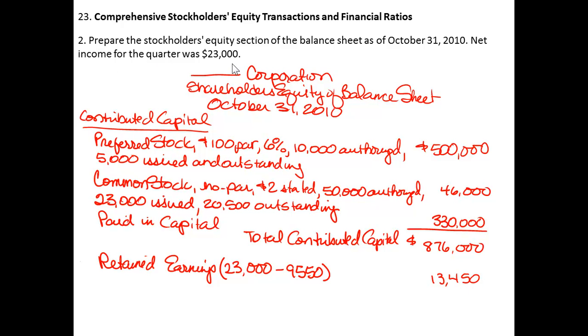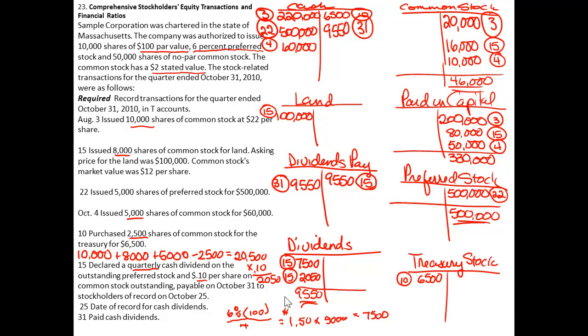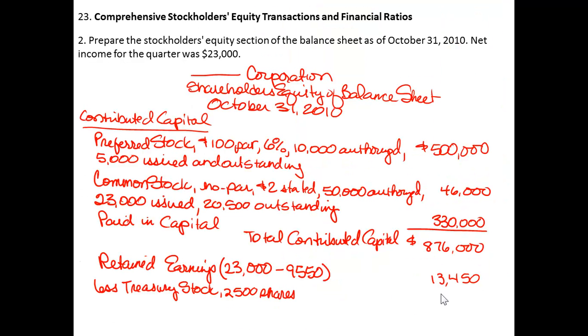So to say again, we had profits, brand new company of $23,000, but we paid out dividends of $9,550. We also had treasury stock, so I need to write less treasury stock. And you'll recall we have to disclose how many shares, so there's 2,500 shares. And the cost of our treasury stock was $6,500. So I need to disclose that or subtract it out.